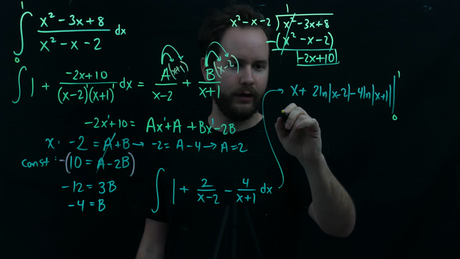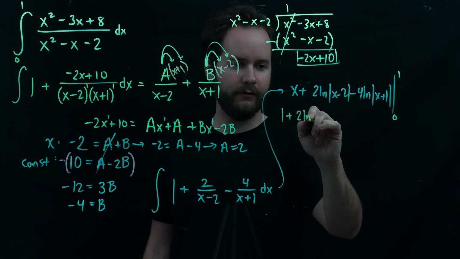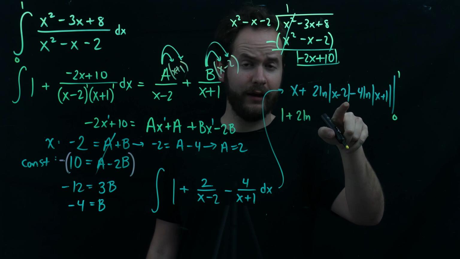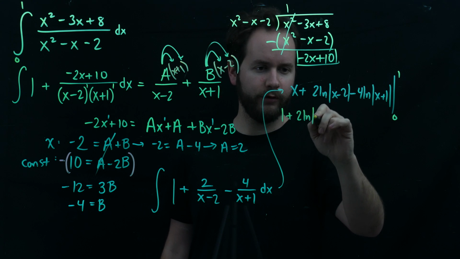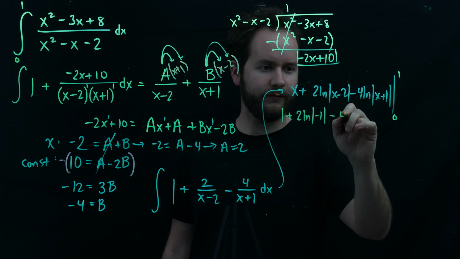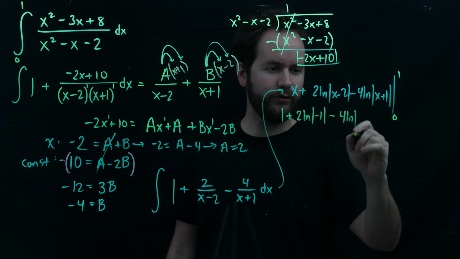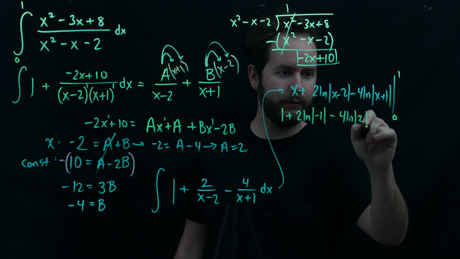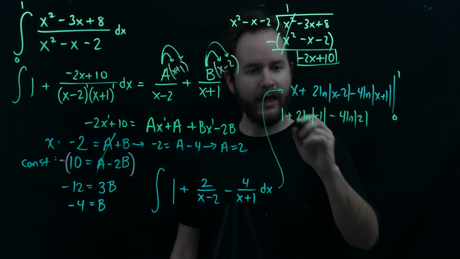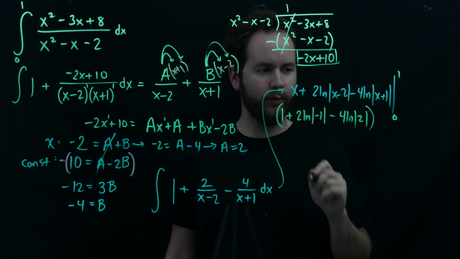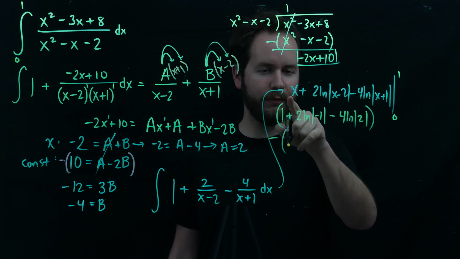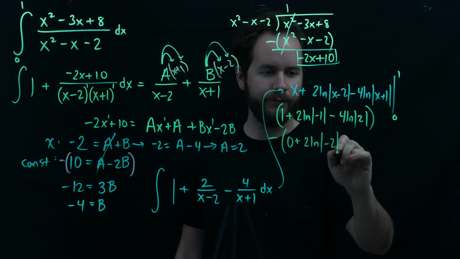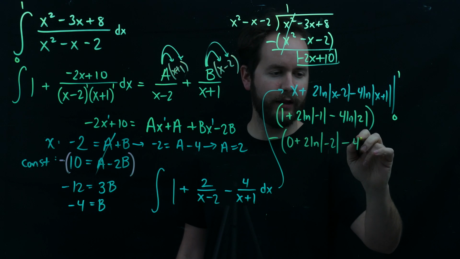When I plug in 1, I get 1 plus 2 ln of 1 minus 2, which is negative 1, and you're not allowed to plug a negative 1 into an ln, but that's what the absolute value bars are for. Minus 4 ln of 0 plus 1... 1 plus 1 is 2. Good job, me. Now, that's what I get when I plug in 1, minus what I get when I plug in 0. When I plug in 0, I have 0 plus 2 ln of negative 2, minus 4 ln of 1.